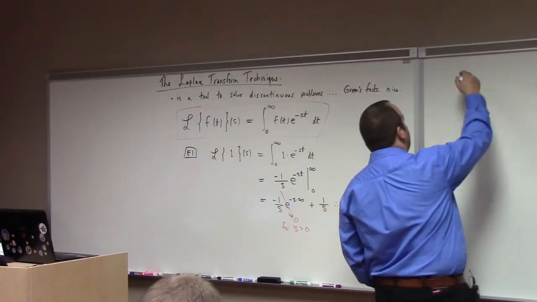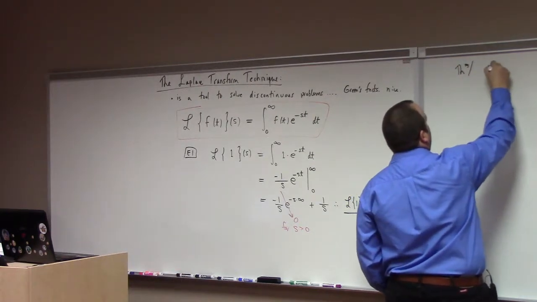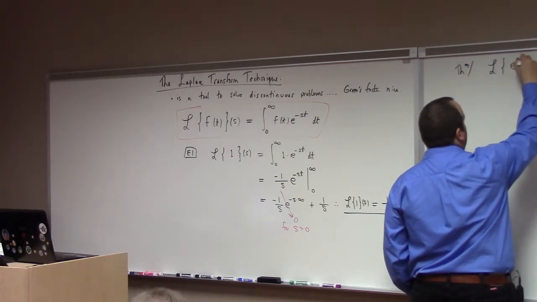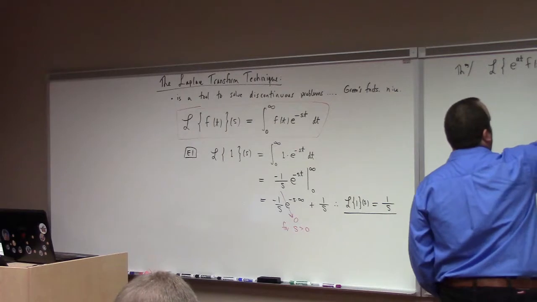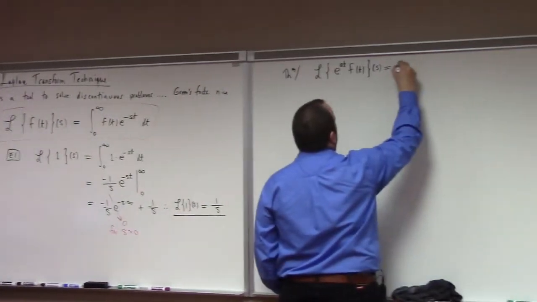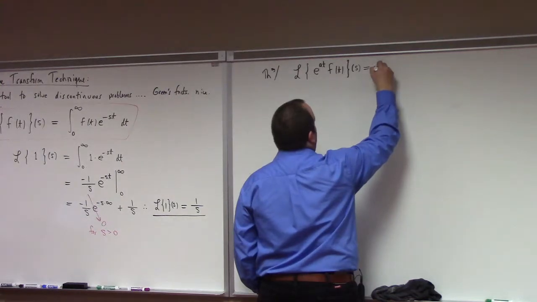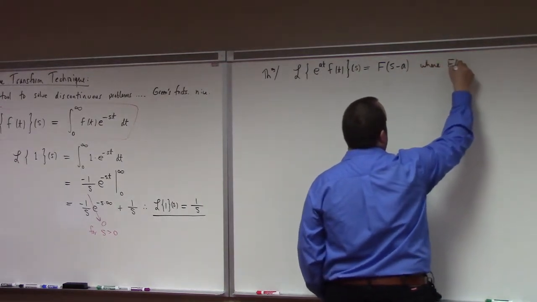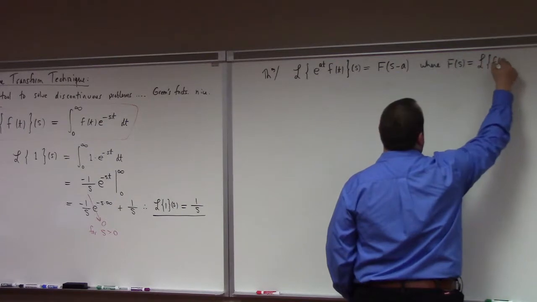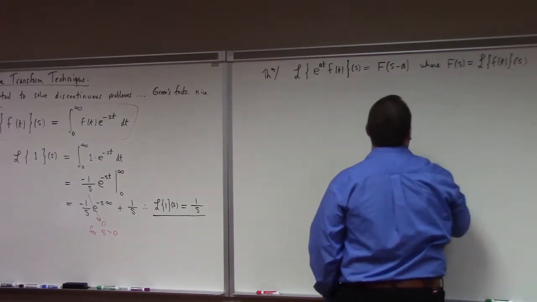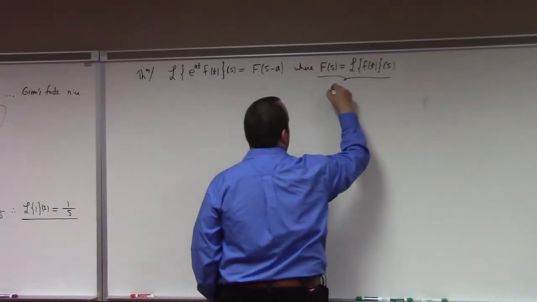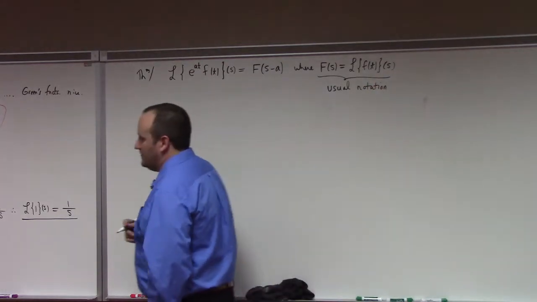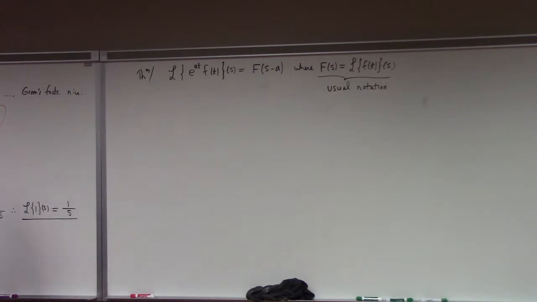Okay, next, theorem. If we have the Laplace transform of e to the at times f of t, evaluated at s, we get, in fact, F of s minus a, where F of s is the Laplace transform of f of t at s. This is a pretty usual notation. I could write script L brackets f of t at s minus a. That would be the same thing.